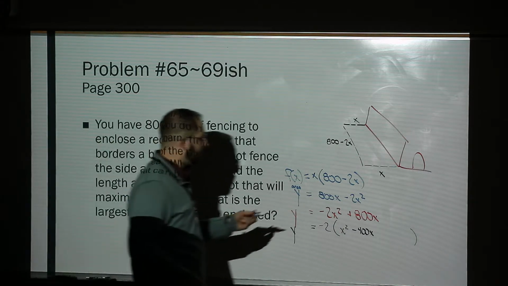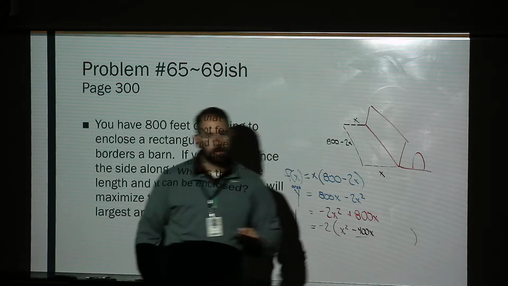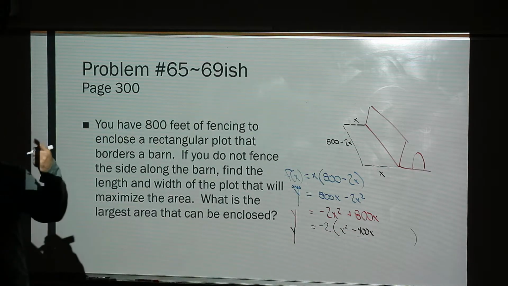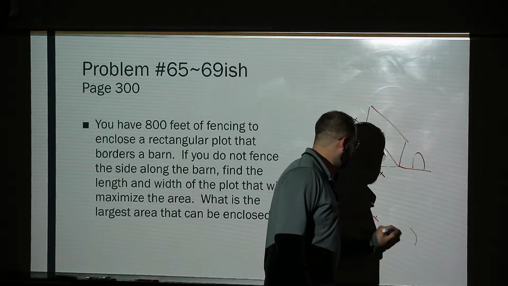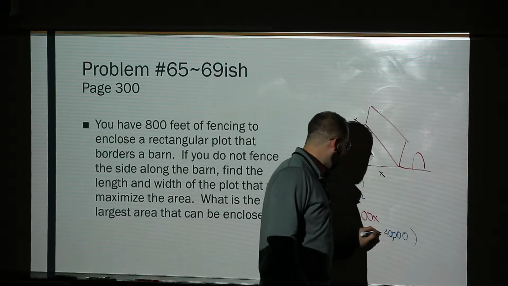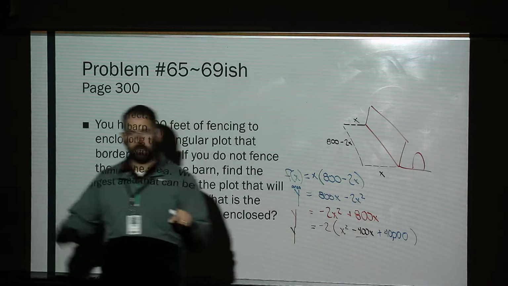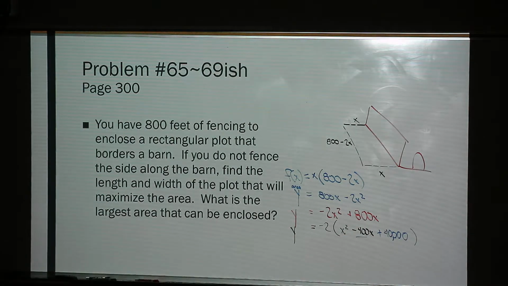Okay, so I took off the -2. Now I'm going to complete the square. So half the middle is -200. Square it. That's a big number. 40,000. Just add a bunch of zeros. And it will be positive when you square it. -200 times -200 is positive 40,000.